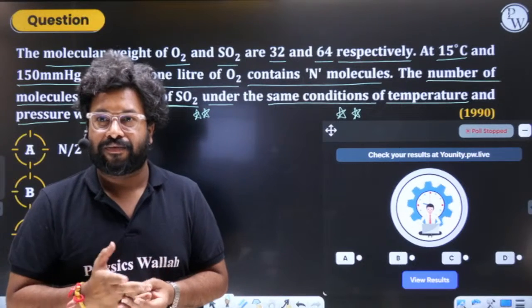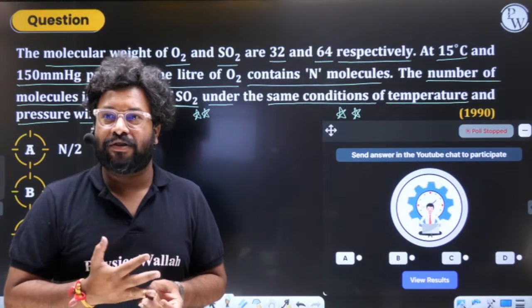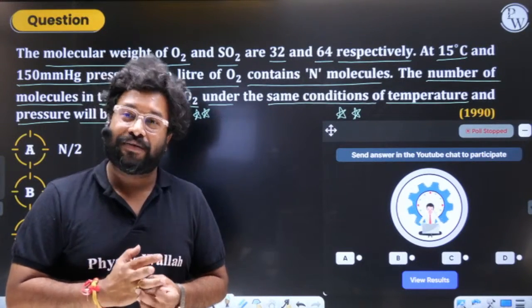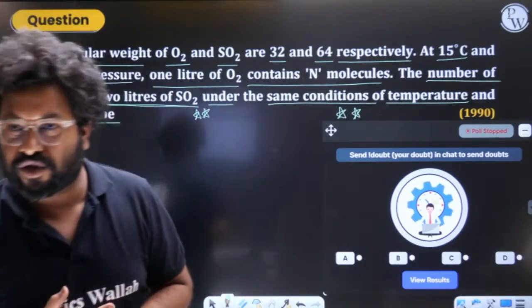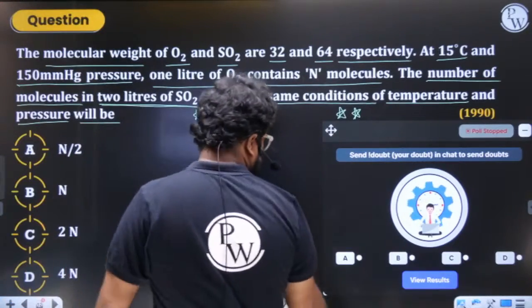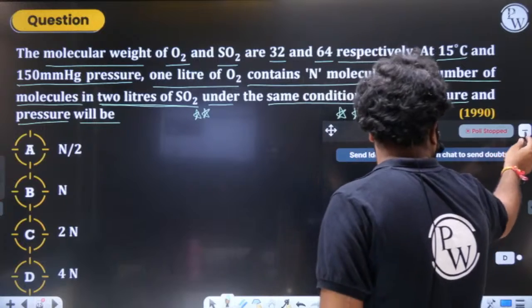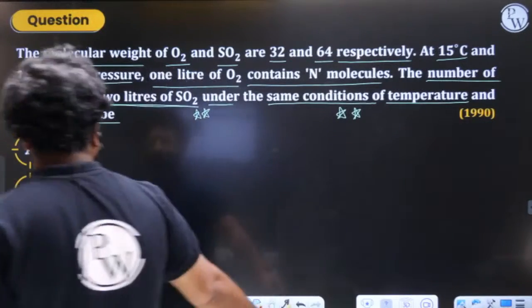ठीक है सर? आप एमएडी3 बोर्ड्स बैच में थे ना? I'm there as well, I'm here as well. ठीक है, तो चलो, the time is up. Let's go for this question.